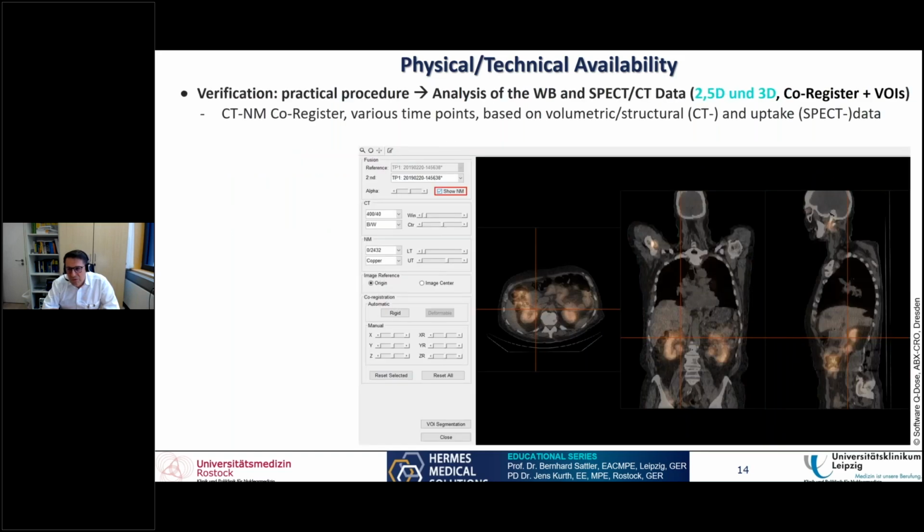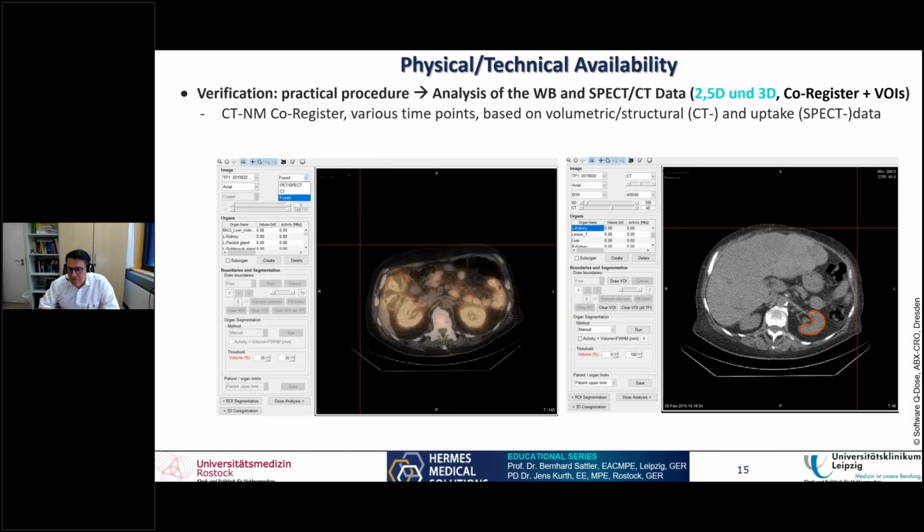And if we do a 2.5D or 3D approach, we have CT and nuclear medicine data that we have to co-register at various time points, based on volumetric structural CT data and also our SPECT uptake data. Then we have different options. We can choose whatever software we use. We can do that on our SPECT data, or rather on our structural data, meaning the CT and this hybrid option here. Here is an example for the kidney, which is easy to determine its volume from the CT data, but it also can be done, if the distribution is homogeneous, on the SPECT data.